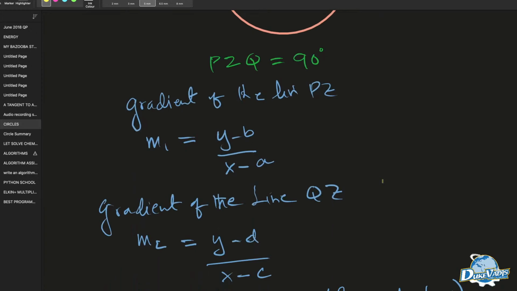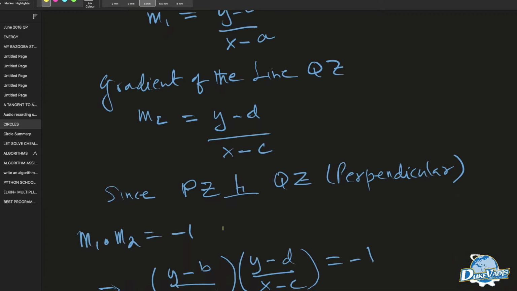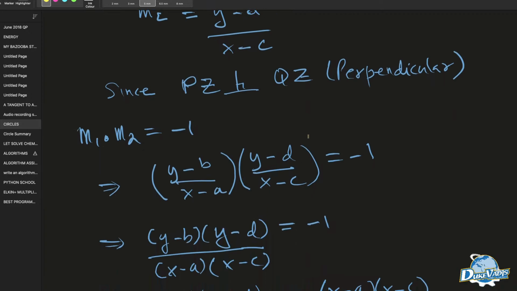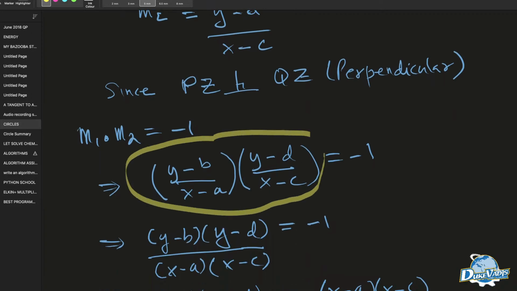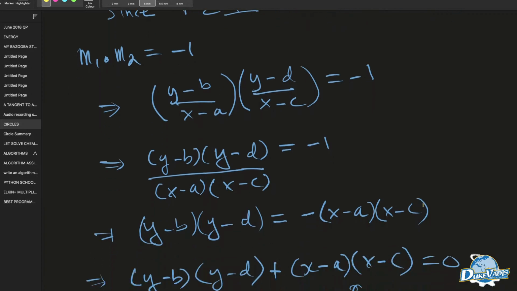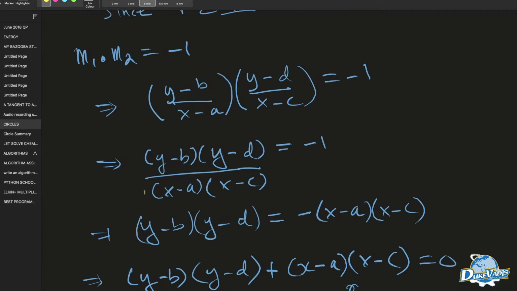Now, since we know PZ and QZ are perpendicular, the product of their gradients will give us -1. That is something we know all the time. The two gradients, when you multiply them, should give you -1. So we put the respective coordinates that we deduced, multiply the two of them, and that is going to give us -1. After that, we do our normal expansion. We cross multiply, and we got this.